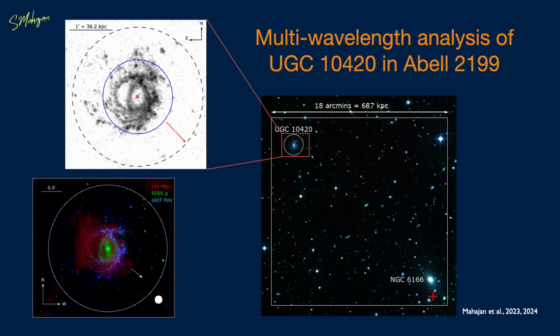In another project, we studied a very interesting spiral galaxy in a cluster which shows knots of star formation in the front, the direction facing the cluster center towards which it is moving. It also displays a wake of gas behind it as shown in red here. This galaxy, called the UGC 10420, also shows knots of blue star-forming regions in the tidal tails behind the galaxy.